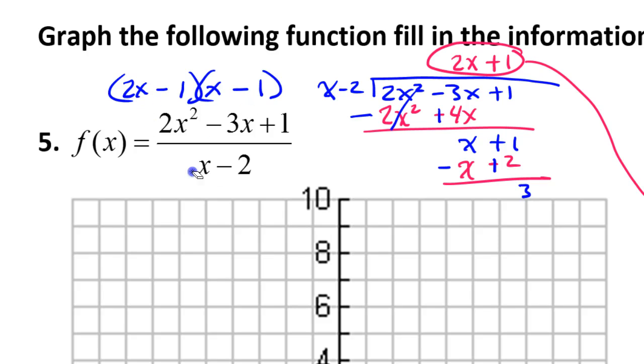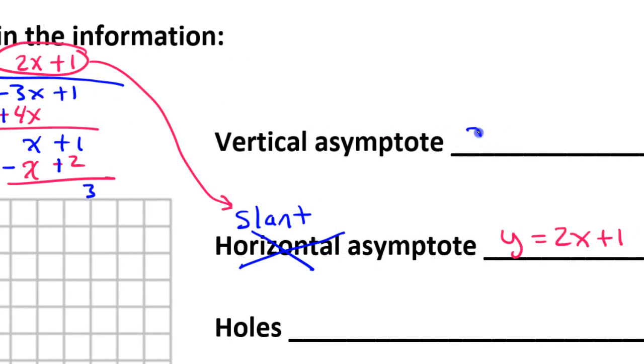But notice none of these cancel anything out. So I will have a vertical asymptote by setting this equal to 0, because it doesn't cancel out. So x equals 2 will be a vertical asymptote. And as I said before, there won't be any holes.